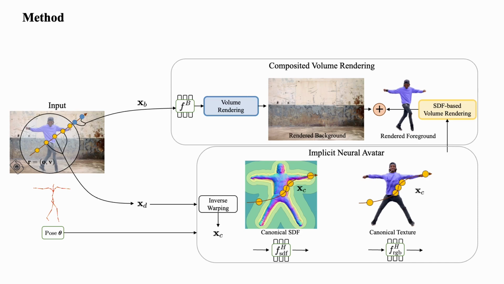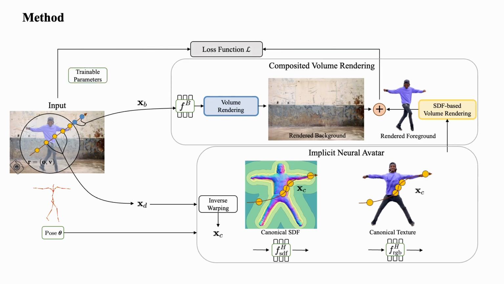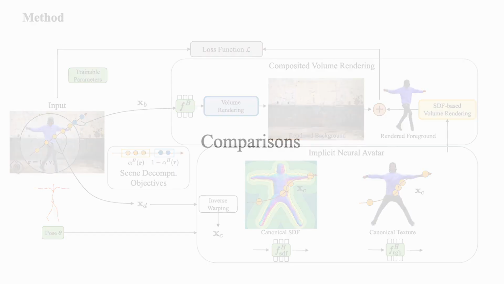Then, we apply SDF-based volume rendering for the dynamic foreground and standard volume rendering for the background, and composite both components to attain the final pixel color. We compare these predictions to the input RGB observations, and jointly optimize the background model, the canonical human shape and texture, and per-frame human pose parameters, guided by novel scene decomposition objectives that lead to cleaner foreground separation.